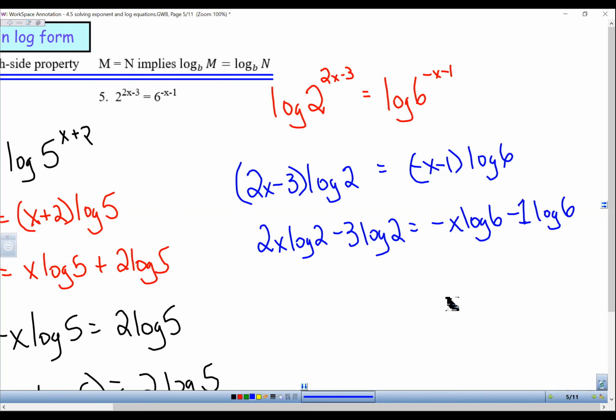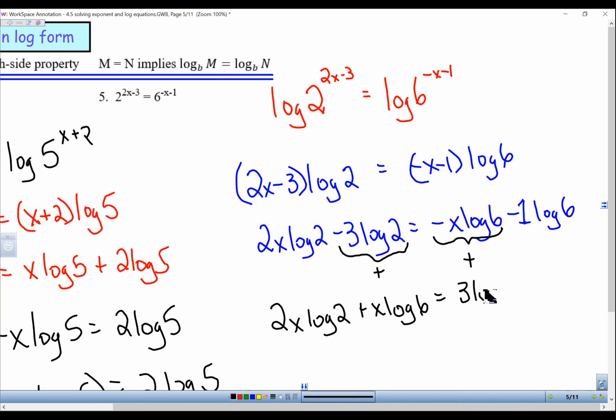And remember, you want to get all the x's on the same side of the equation. So we're going to take this minus 3 log 2, and we're going to add that to both sides. We're going to take this minus x log 6, and add that to both sides. So that gives us 2x log 2 plus x log 6 equals 3 log 2 minus, I'm going to just drop the 1, just write it as log 6. You don't really need the 1 there.